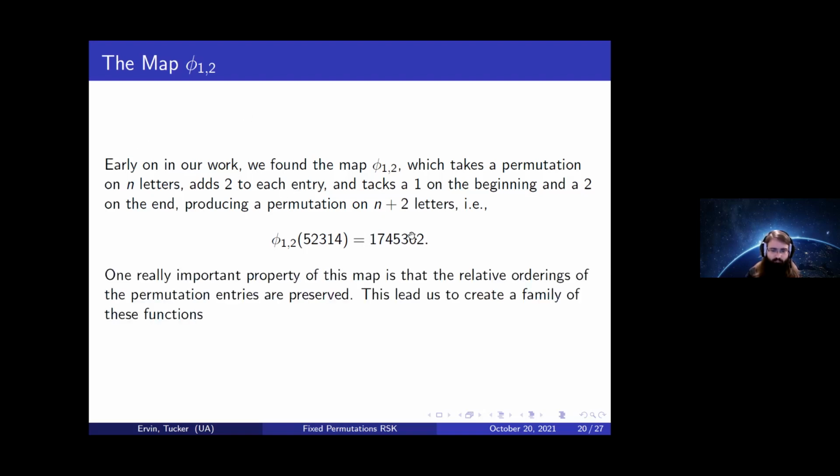The reason why we were really intrigued by this map is that it has a great property in that it preserves the relative orderings of the permutation entries. So if one entry of the permutation was less than another entry of the permutation, then if we look at the image of that entry in the n plus 2 permutation, that order is going to be preserved. And this idea led us to generalize it to a whole family of functions. And these are sort of my babies. I'm really happy they worked out like they did.